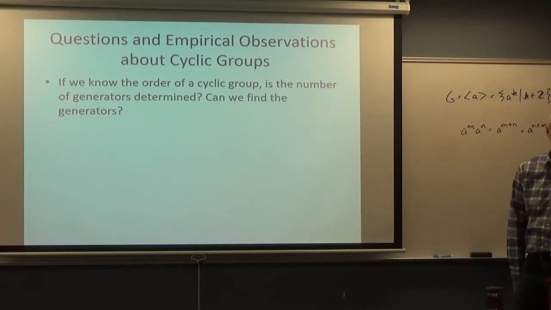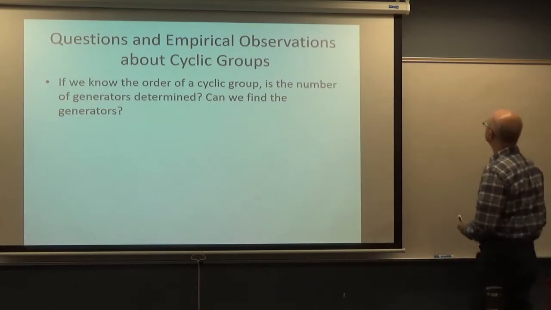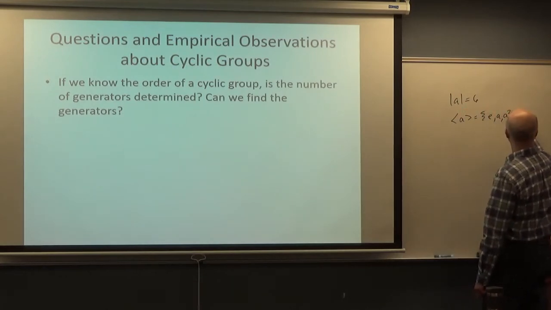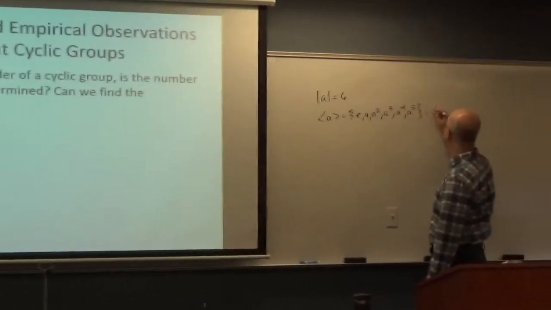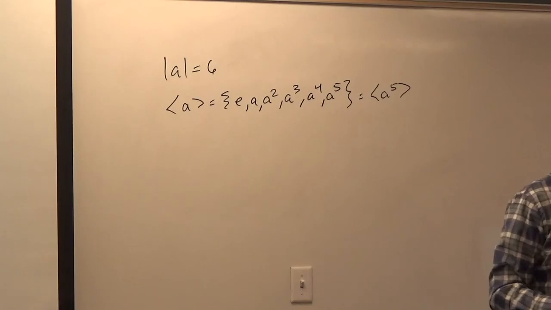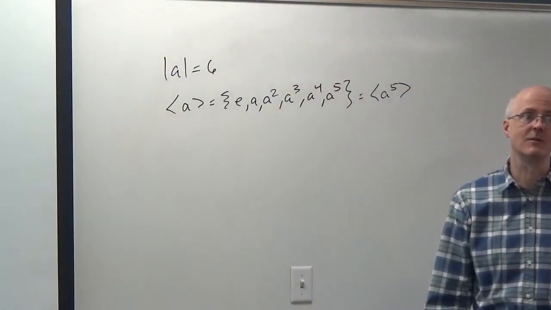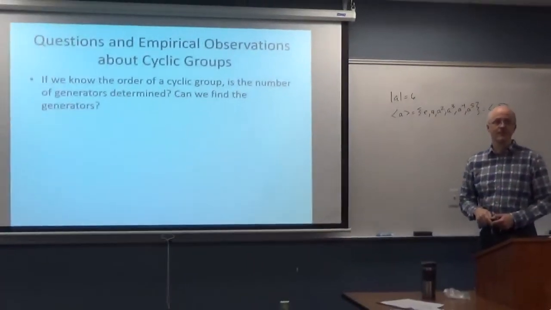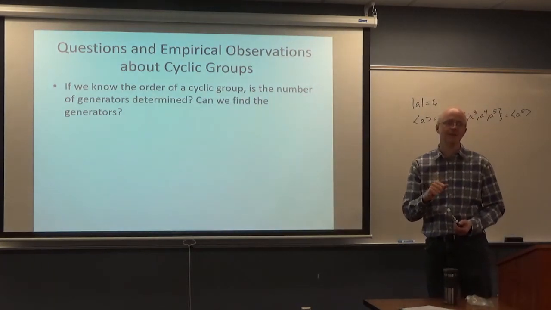Can we find the generators? Yes, you can do that too. In a general cyclic group of order 6, it's got 2 generators, A and A to the 5th, just like 1 and 5 are generators of Z6. And that kind of property is going to hold for all cyclic groups, including infinite cyclic groups too. There are only two generators of Z, plus or minus 1. Nothing else is a generator of Z.